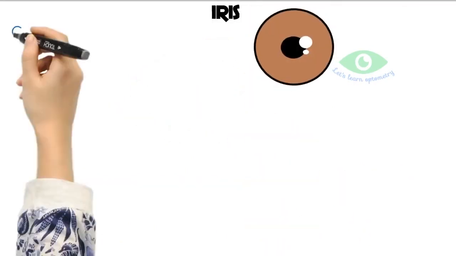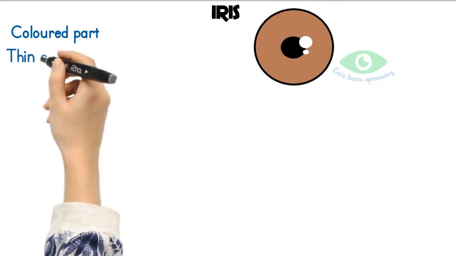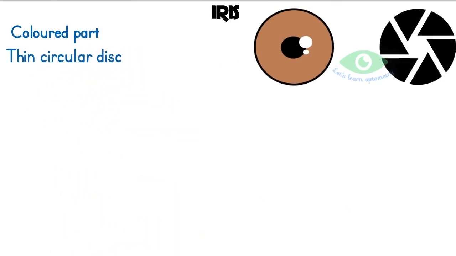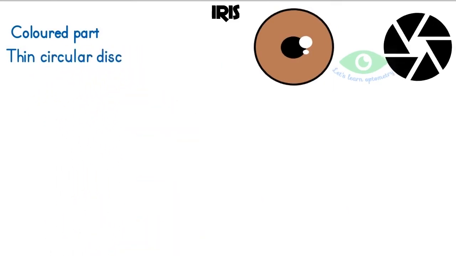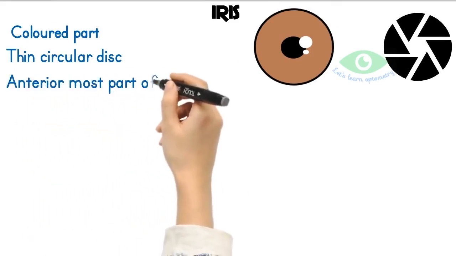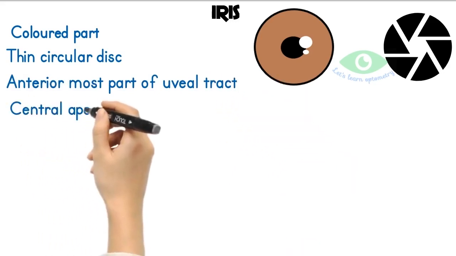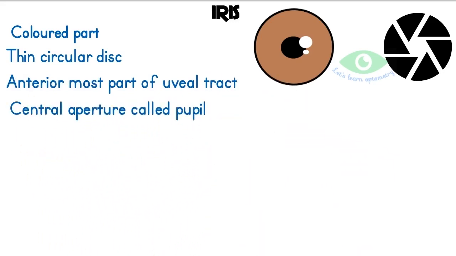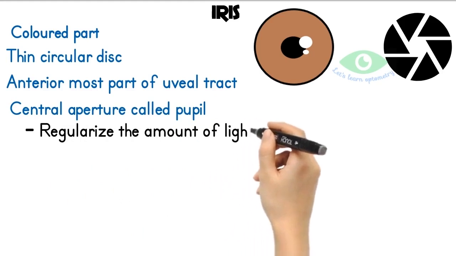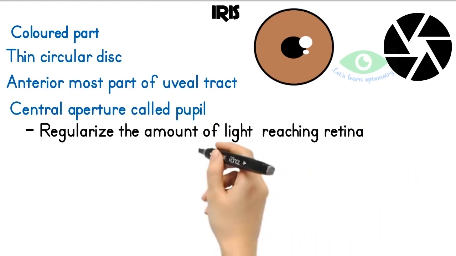Iris is the colored part of the eye. It is a thin circular disc similar to the diaphragm of a camera. The uveal tract consists of three parts: the iris, ciliary body, and the choroid. Iris is the anterior-most part of the uveal tract. It has a central aperture called pupil, which regularizes the amount of light reaching the retina.